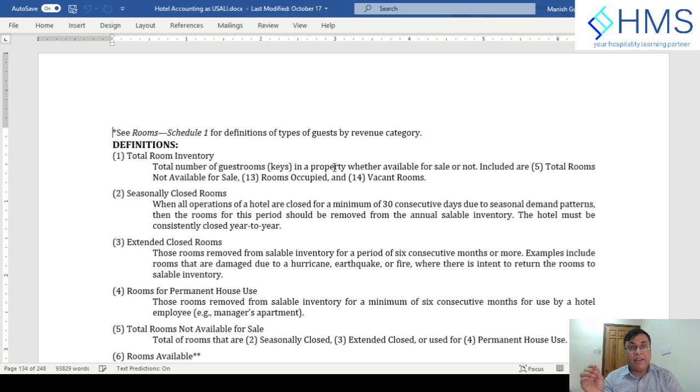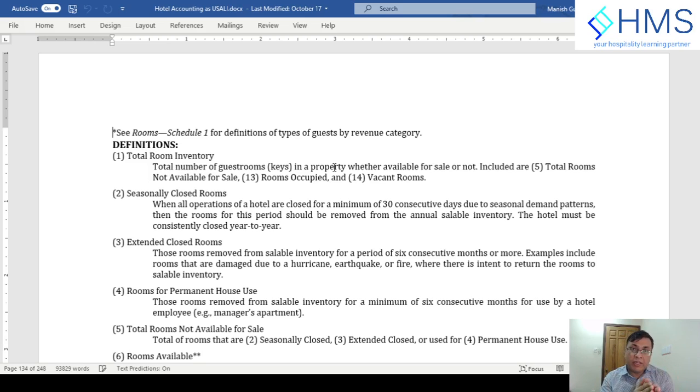Now, what is a seasonally closed room? Certain hotels which are on a beach, or in the mountains, or somewhere where there are weather restrictions, or because of low business, are closed every year for certain times. For example, in deserts, you cannot operate a hotel in the summertime, right?